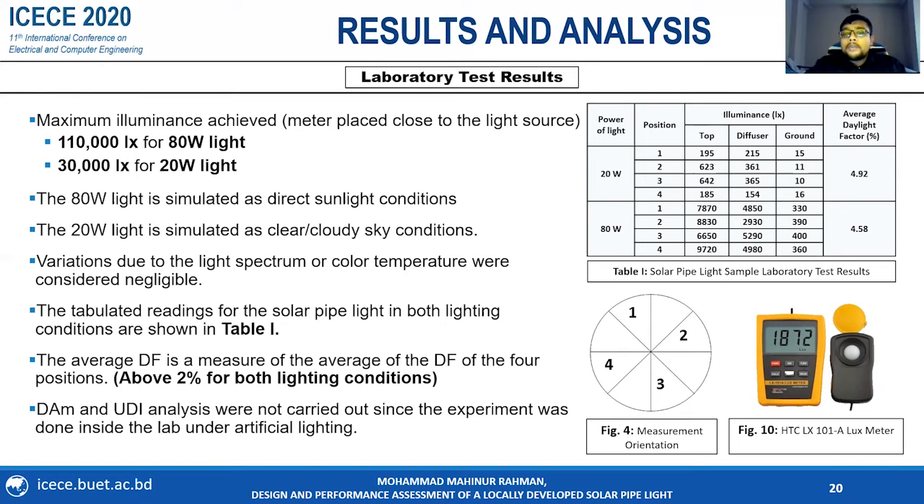For the 20 watt and for the 80 watt, 4 sets of readings were taken as the measurement orientation in figure 4. And for both the cases, the average daylight factor is above 4%, which is very acceptable and proves the viability of the design. And the average daylight factor is calculated by calculating the daylight factor at each of the points and then averaging them. And the minimum daylight autonomy and useful daylight illuminance measurements were not carried out, since the whole experiment is carried out inside a laboratory under artificial lightings.